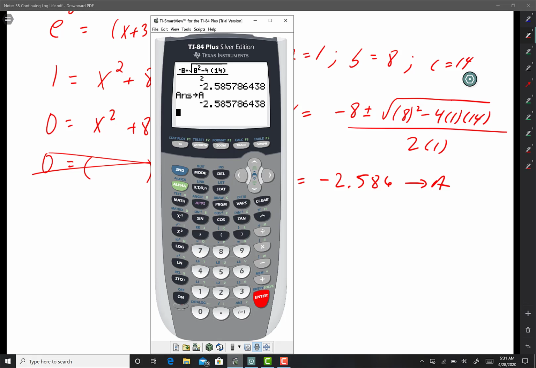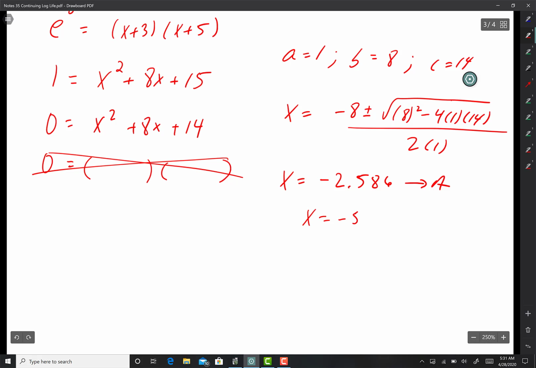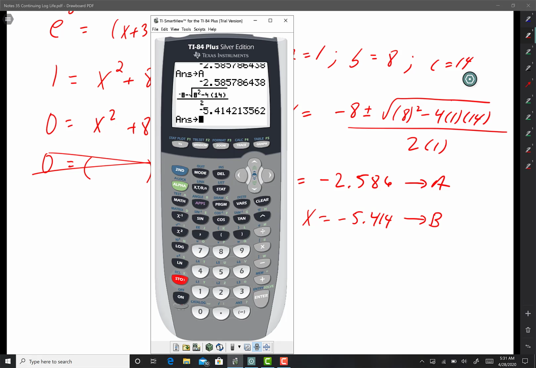Okay. Next, I'm just going to scroll up. And instead of a plus, I'm going to put minus. So I'm going to put minus right here. Enter. And I get negative 5.414. You already know what I'm going to do. I always like to go down the alphabet. I'm going to store it to B. So I'm going to go store alpha B.